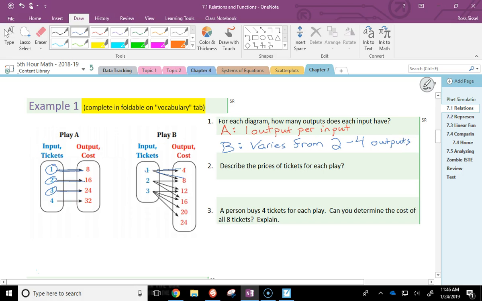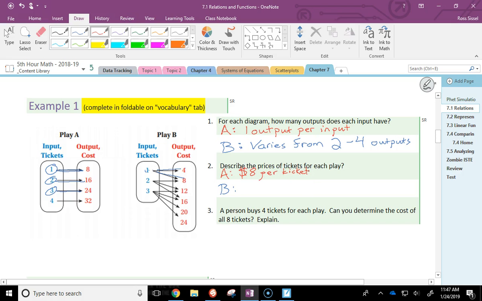So let's go to this next question. Based off this, what about the price of the tickets? So in play A, when I bought 1 ticket, it cost me $8. When I bought 2 tickets, I spent $16. 3 tickets, I spent $24. What would be the price of my tickets for A? Miles, how'd you get $8? Yeah, the output is going up by 8. So $8 per ticket.